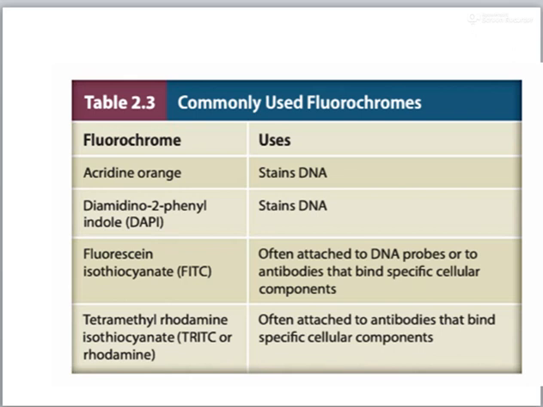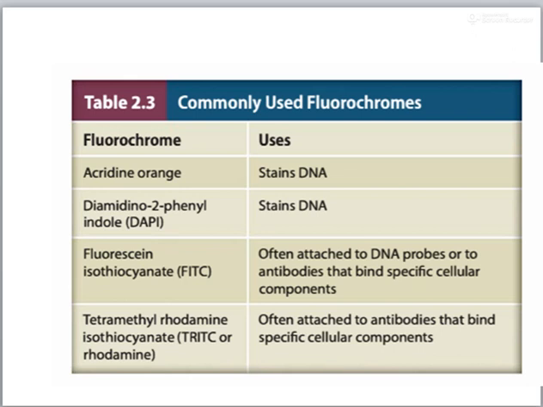Now, acridine orange and diamidino-2-phenylindole, or the DAPI, these are ones which will bind to DNA or stain the DNA. And FITC, or the fluorescein isothiocyanate, it often attaches to the DNA probes or to the antibodies that are specific to the cellular components. So if you want to identify a particular cellular component, you can attach an antibody which has been made specific to that cellular component, and FITC has a property that it will go and bind to the antibody specific to the cellular component.